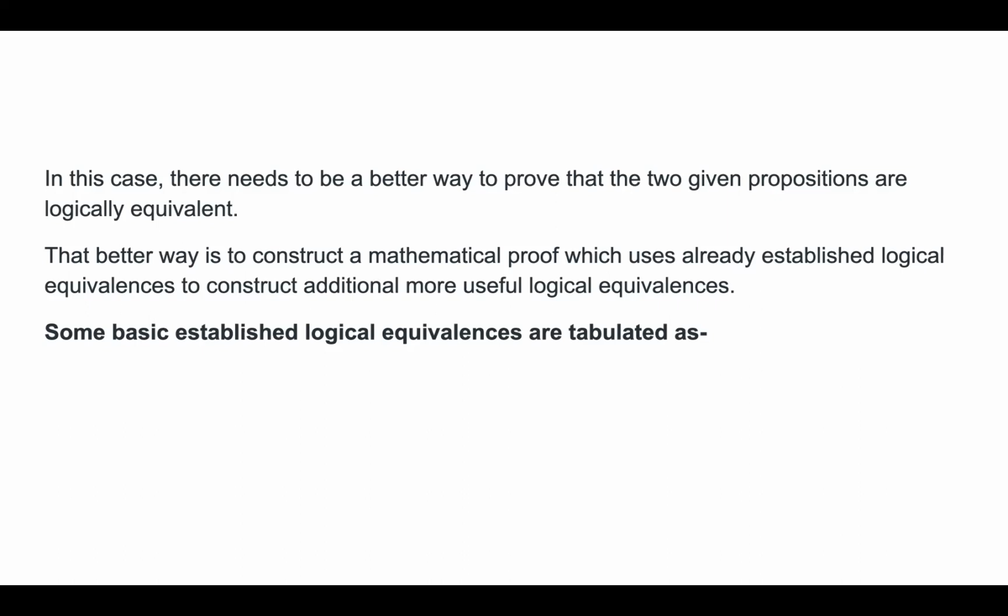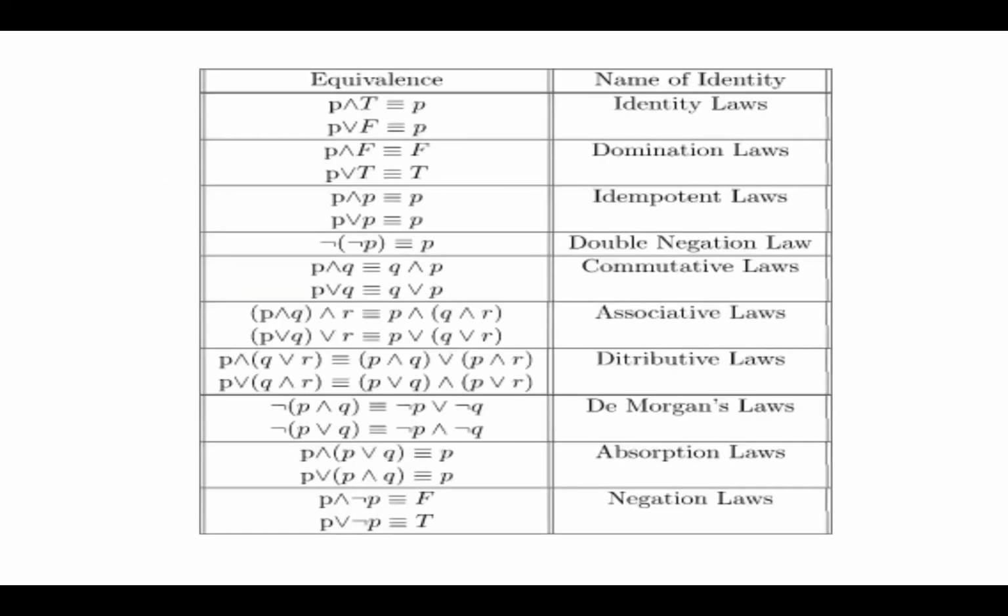Some basic established logical equivalences are tabulated here. Equivalence is like this, and the name of this identity or name of this law is given here in this table. P is any proposition. P and Q are taken as propositions. Then if P is ANDed with true, it is P. Whatever the value of P will be, if it is ANDed with true, then it is equivalent to P. And what about P or F?